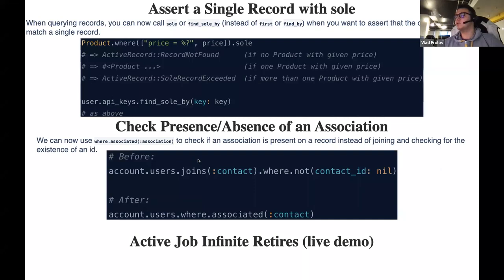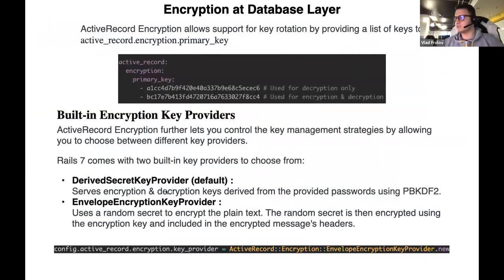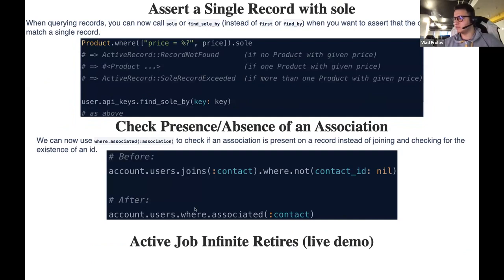We have one more approach to check presence or absence of an association. For example, if we wanted to query account user joins contact, we just want to get contact users where not contact ID is nil. We just want to be sure that we get all users where we have an associated contact. We can just run this where associated contact.